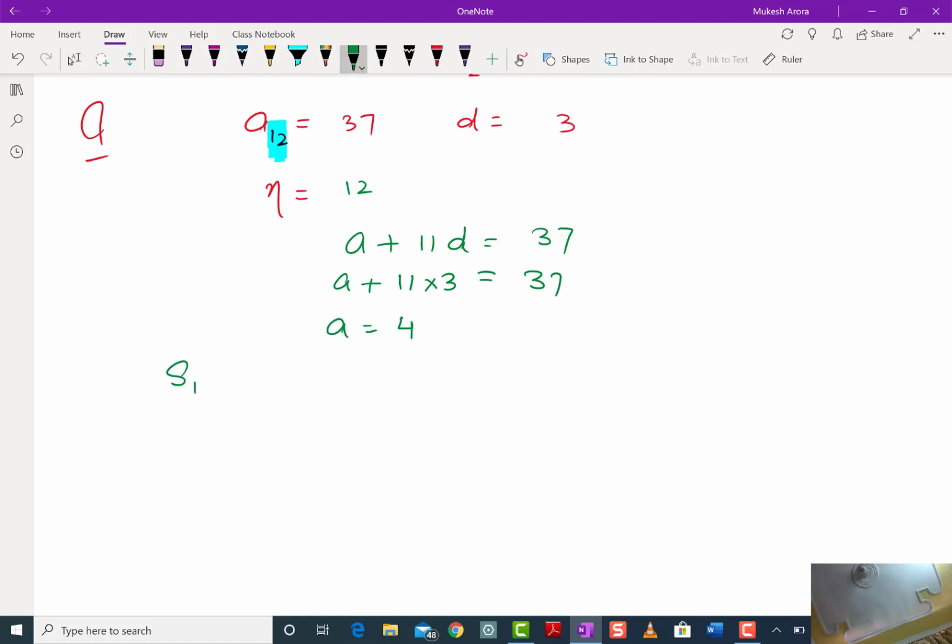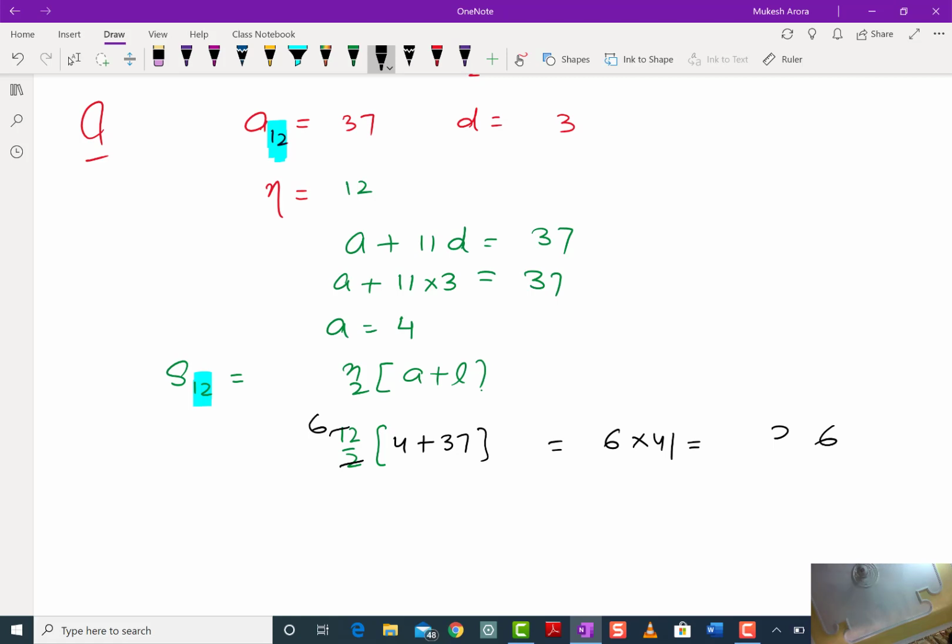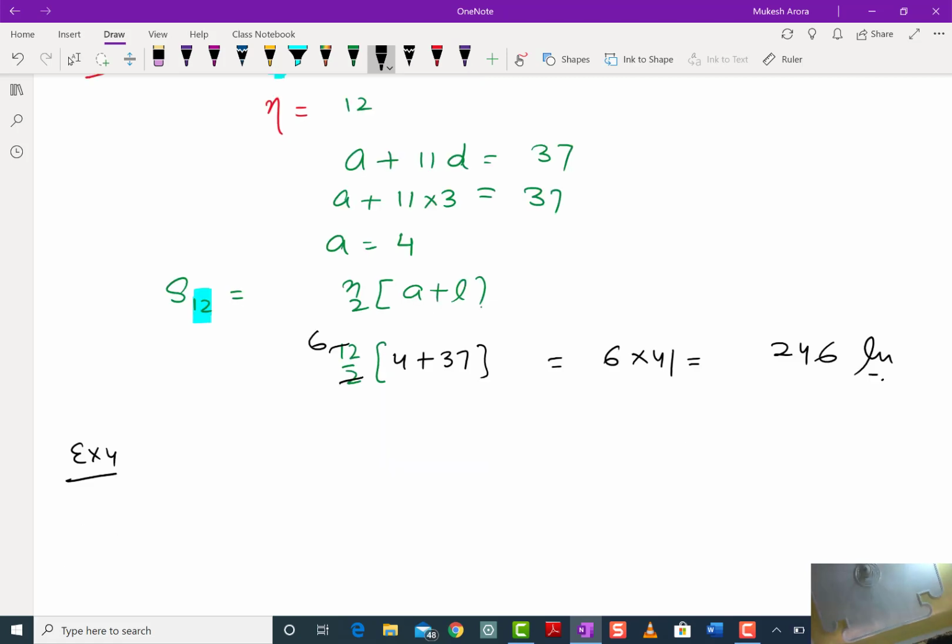Now we have to find S12. S12 is equal to n by 2 (a plus l). N is 12, so 12 by 2, A is 4, and last term an is 37. This is 6. 6 into 41, 246. Right?